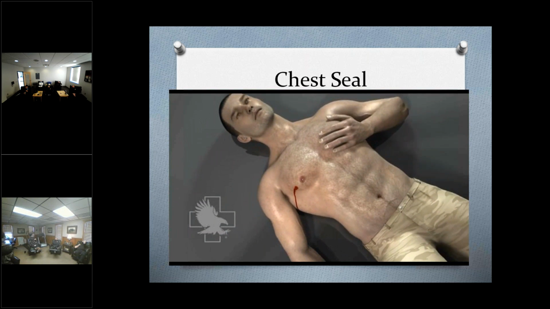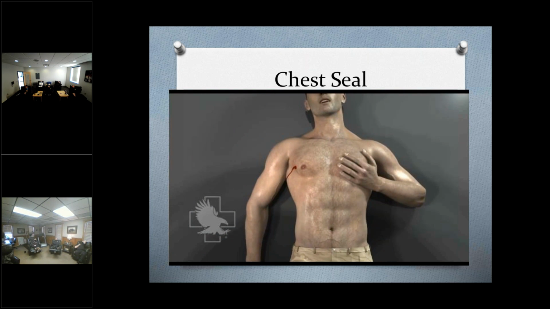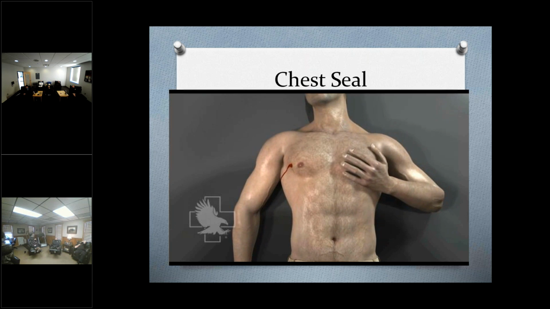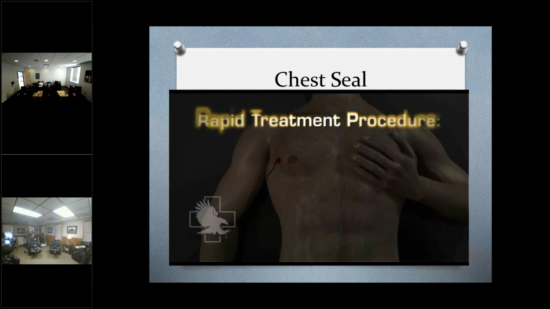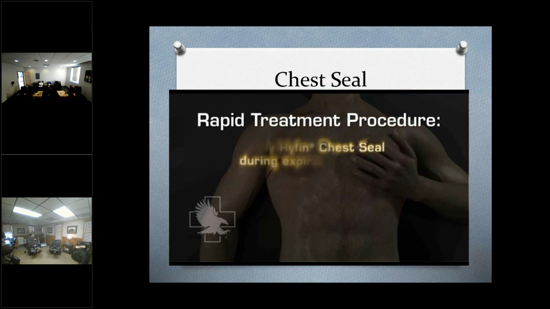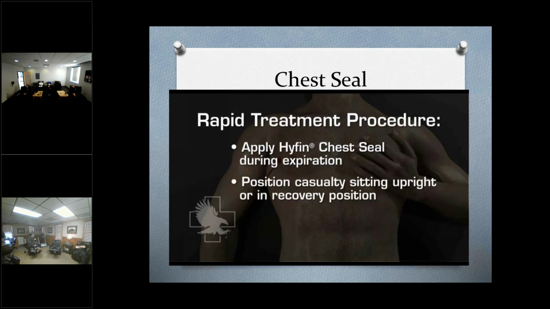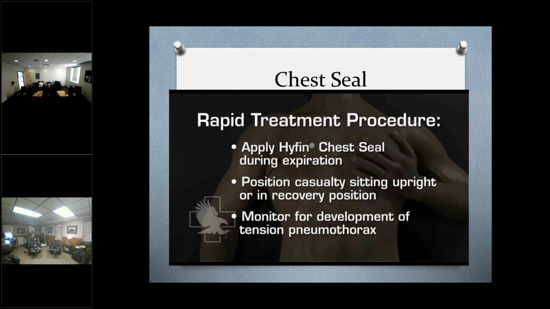This casualty has sustained a penetrating chest wound to his anterior chest with no exit wound. His lung has collapsed, and it is interfering with his ability to breathe. He requires the immediate application of a Hyfin chest seal. These wounds are rapidly treated by applying a Hyfin chest seal during expiration, placing the casualty in an upright position or in the recovery position, and monitoring his respirations for the possible development of a tension pneumothorax.